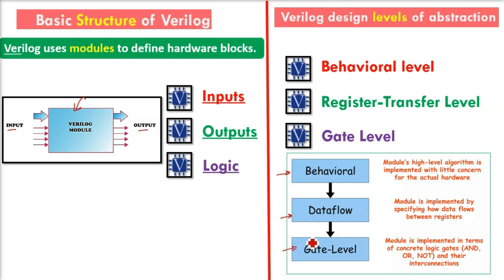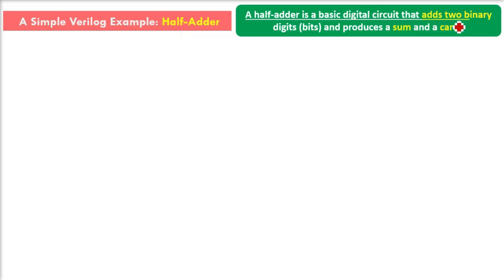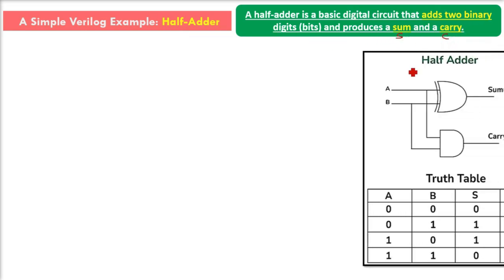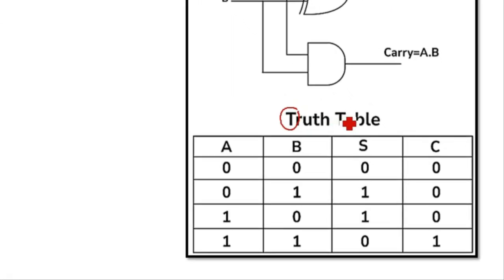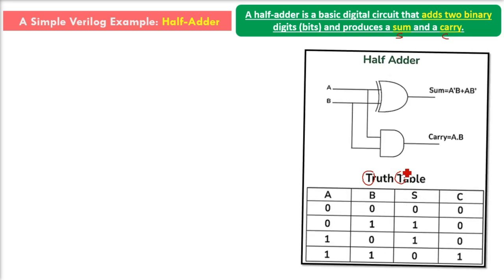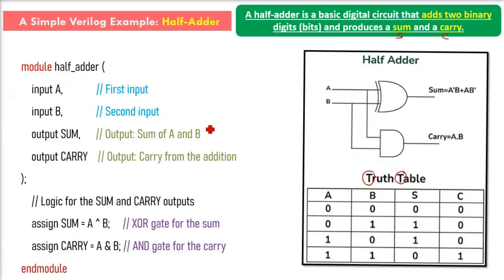Now let's make a half adder, which is a basic digital circuit that adds two binary digits, bits, and produces a sum and a carry. Now the truth table of half adder will be something like this. So how are you going to describe a half adder in Verilog? So this is how you are going to write a half adder code in Verilog.